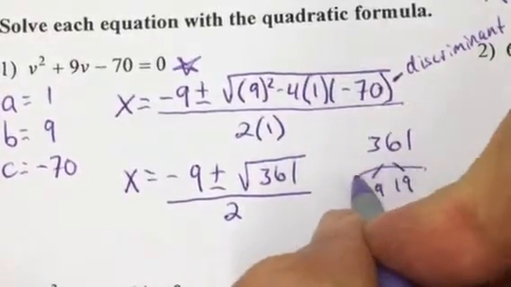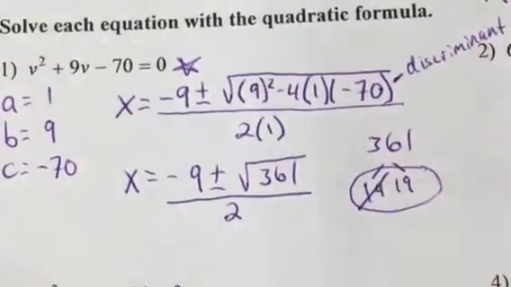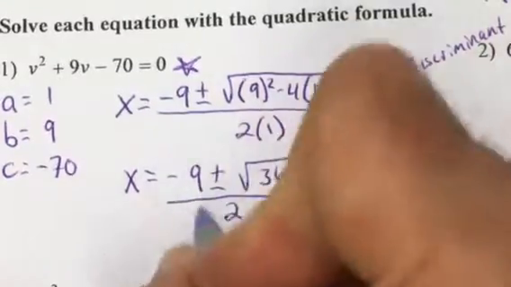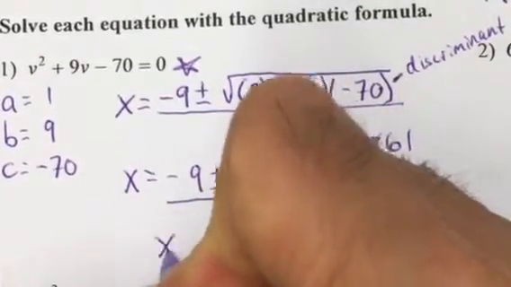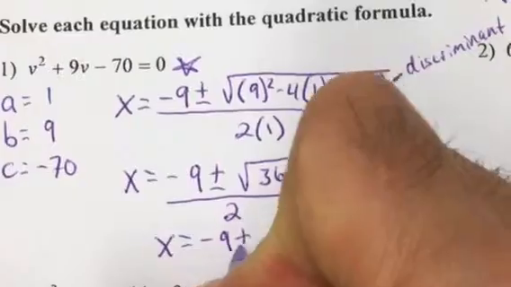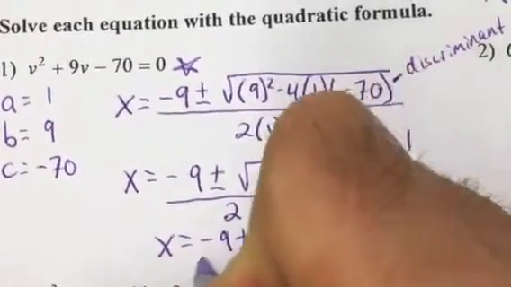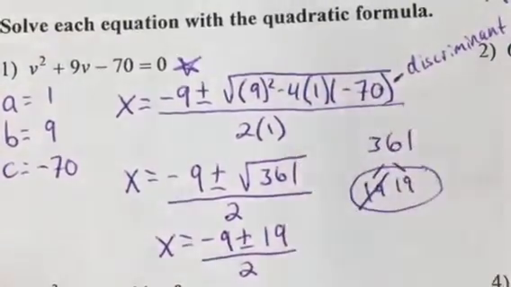Remember what we did on Monday? When you have a pair, cross it out. The other one goes outside the radical. So x equals negative 9 plus or minus 19 over 2.